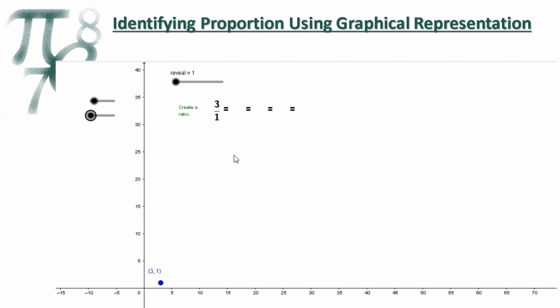Identifying proportion using graphical representation. Each point should represent a pair of related values x and y. The ratio is 3/1, related values 3 and 1. Another ratio, 6/2, related values 6 and 2. Another one, 9/3, related values 9 and 3, and so on.